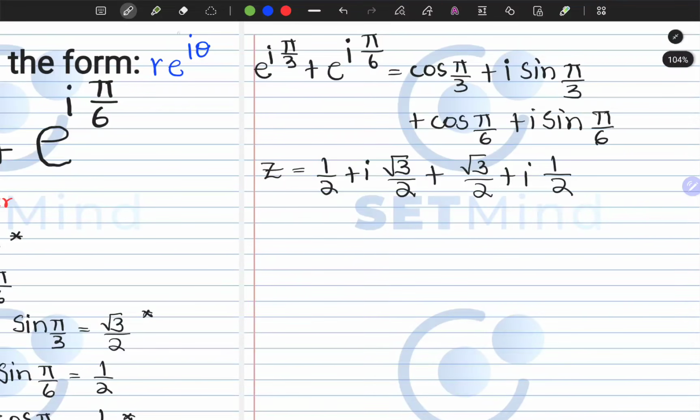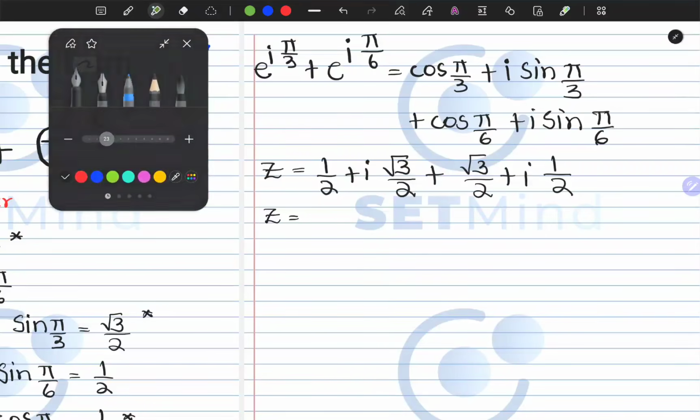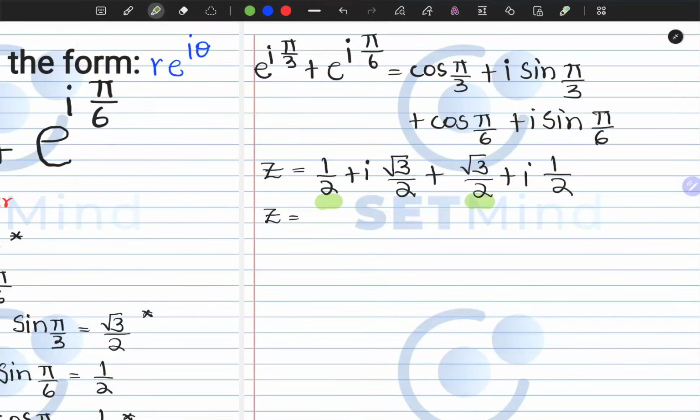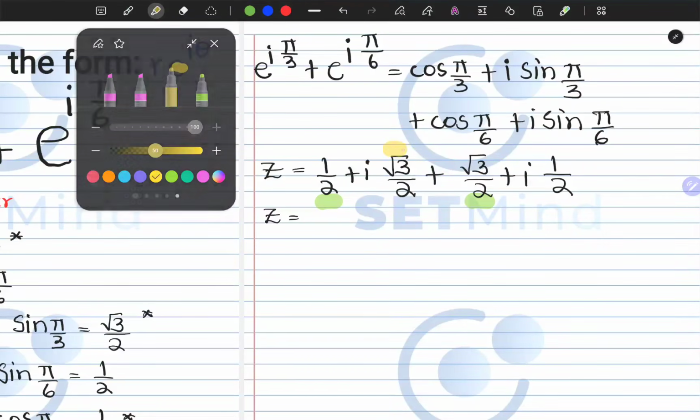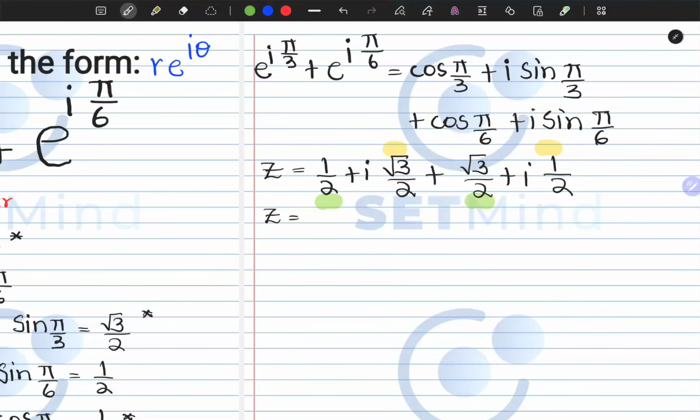If you observe carefully, you can combine these terms. Remember, you combine the reals with the reals, and you combine the imaginary with the imaginary. We have a common denominator of 2. So the real part is going to be square root of 3 plus 1 divided by 2, plus i times the imaginary part, which is also square root of 3 plus 1 divided by 2.